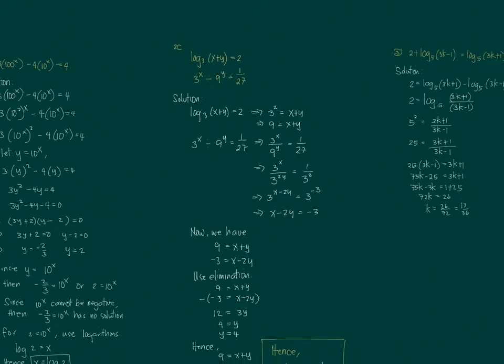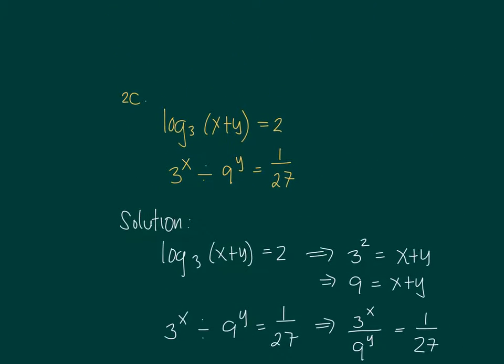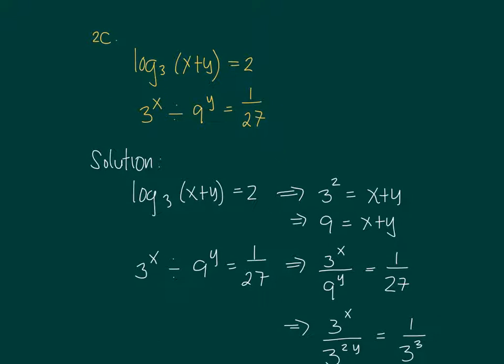So we have here 2c. This is about solving log and exponential equations together. Basically what we did here is that we changed the log equation into an exponential equation, which gave us this 9 equals x plus y. At the same time, we simplified 3 to the x divided by 9 to the y equals 1 over 27.